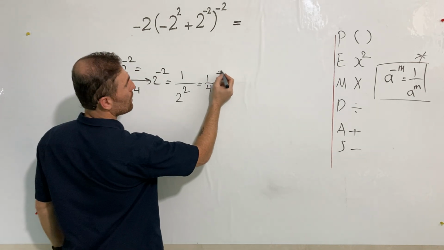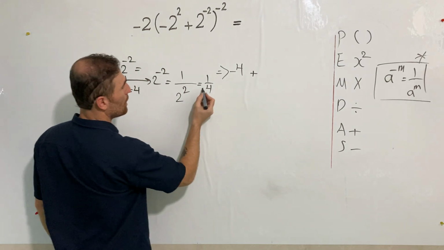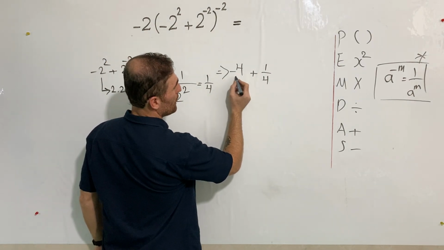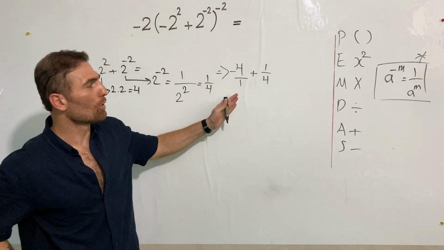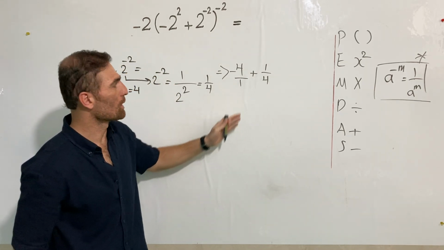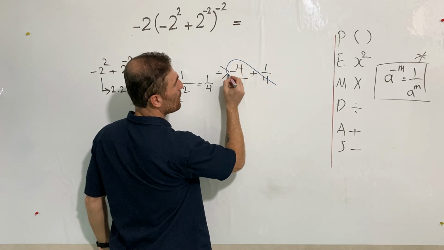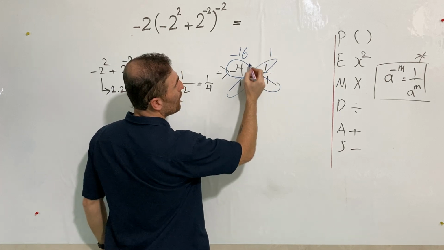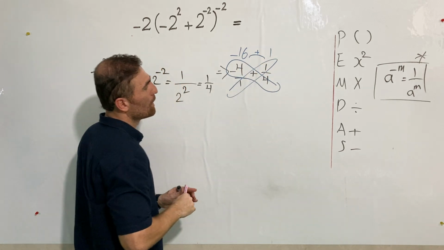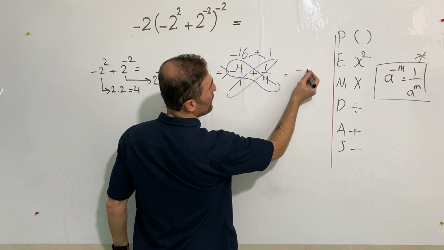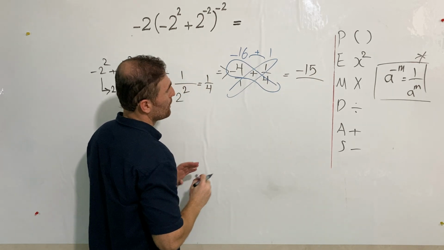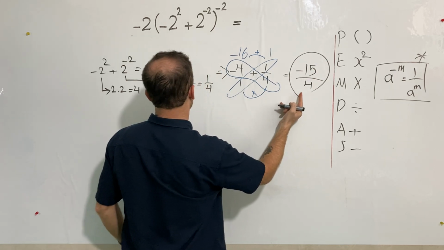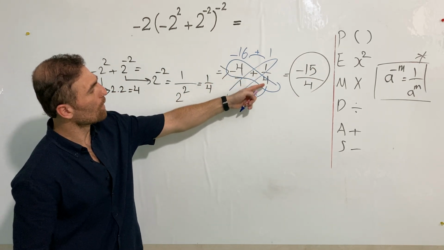Negative 4 plus 1 over 4. As you know, negative 4 is the same as negative 4 over 1. To solve this, I'm going to get help from the butterfly method that says 4 times negative 4 is going to be negative 16. 1 times 1 is going to be 1. Now, negative 16 plus 1 is going to be negative 15. And 1 times 4 is going to be 4. So this is the value of negative 4 plus 1 over 4.